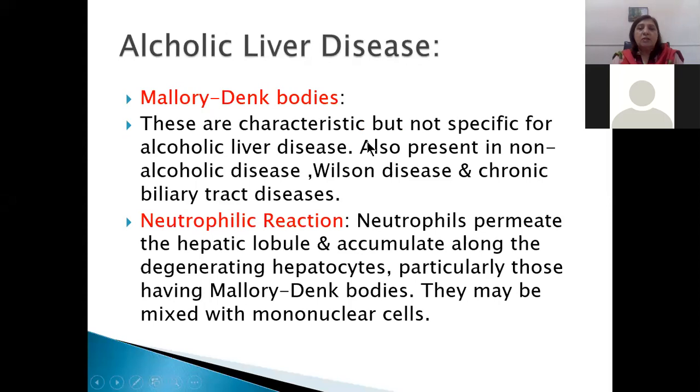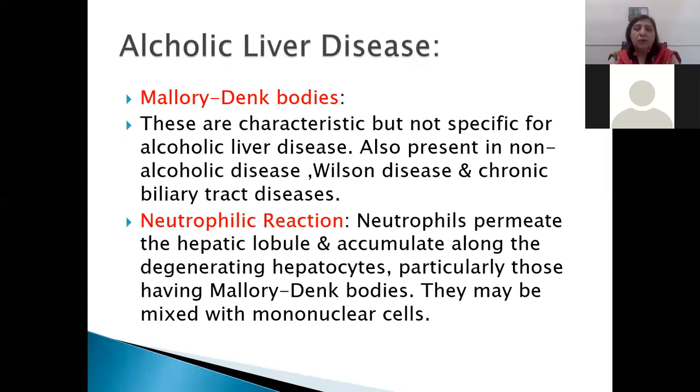Mallory-Denk bodies are characteristic but not specific for alcoholic liver disease, because they can also be present in non-alcoholic liver disease, Wilson's disease, and chronic biliary tract diseases. So we cannot say that if you see Mallory-Denk bodies, there has to be a history of alcohol intake to label it as alcoholic hepatitis.